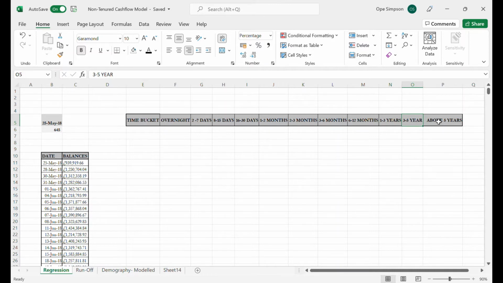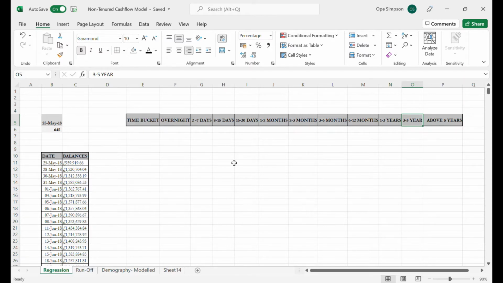We'll be regressing these cash flows over time. And what the regression helps us do is to identify the core portion of deposits, which are the stable funds, from the non-core portion of deposits. That's the portion of the savings deposit that is volatile or that could be withdrawn by customers.